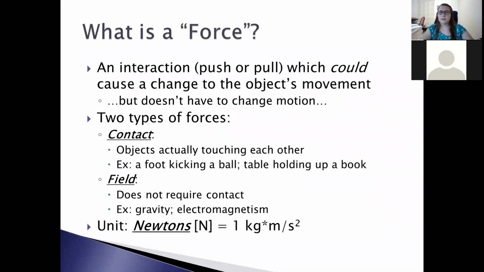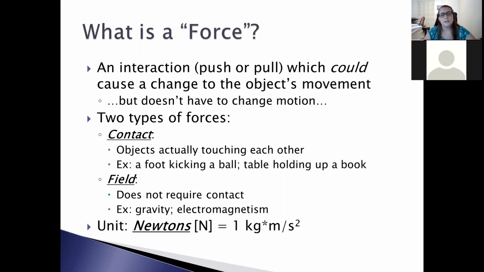But first, I think it's important to nail down what we're referring to when we talk about a force. So a force is an interaction, a push or a pull, which could cause a change in the object's movement. It doesn't have to change the motion, but it could change the motion. And there are 2 different types of forces that exist, 2 categories.